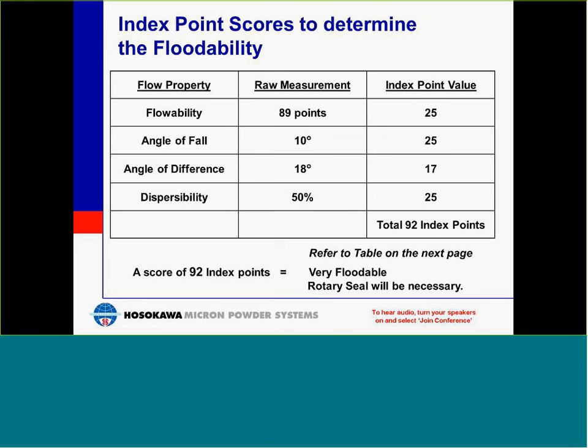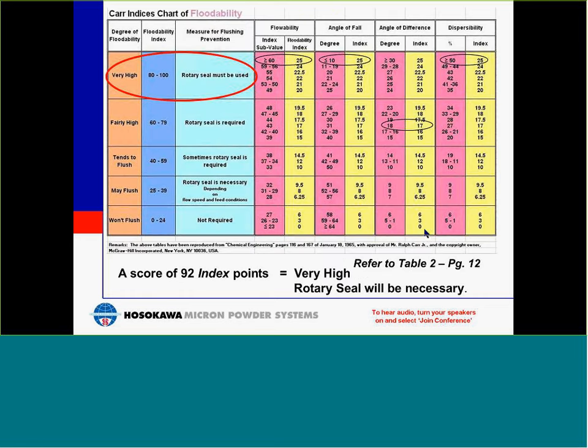Now we have that because this material has a tendency to be very floodable. I mean, once it starts to flow, it's difficult to control. So we now need a rotary seal. What's a rotary seal? Some people refer to it as an airlock. Some people refer to it as a pocket rotating valve. So they control the flow of the product.